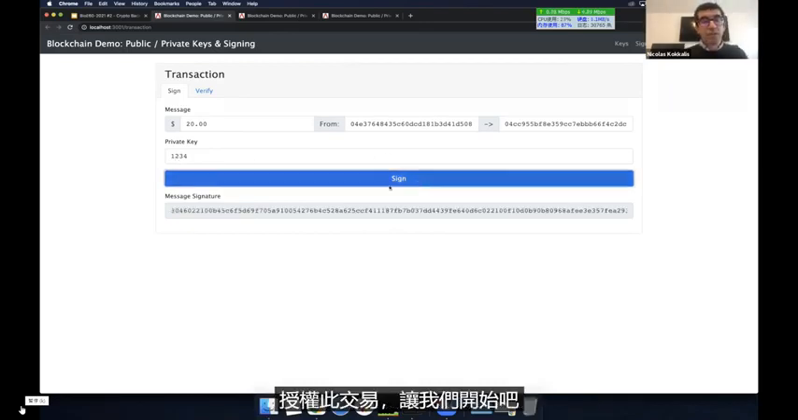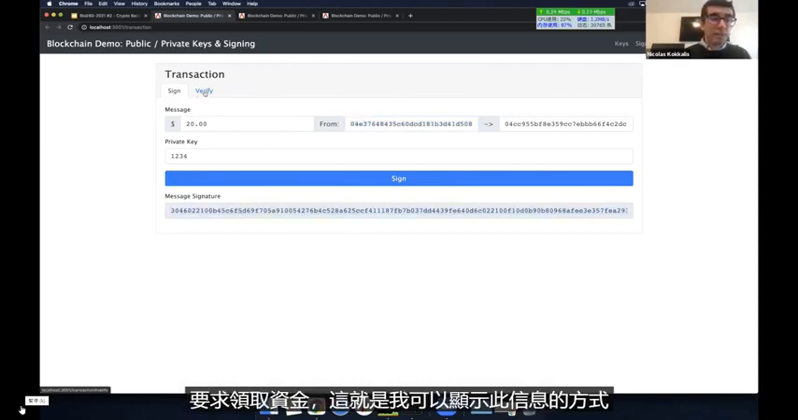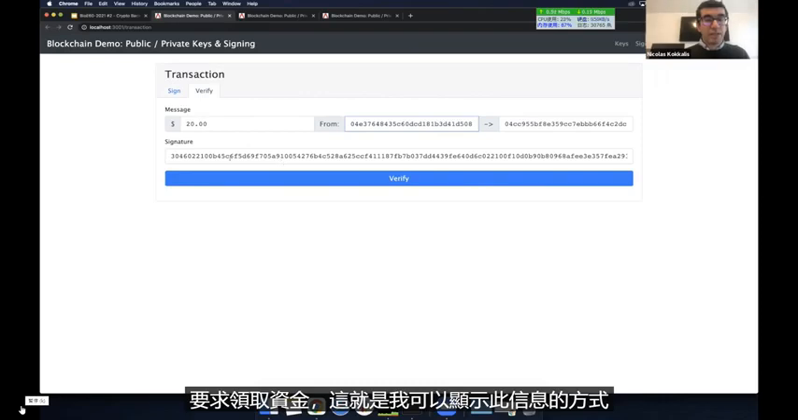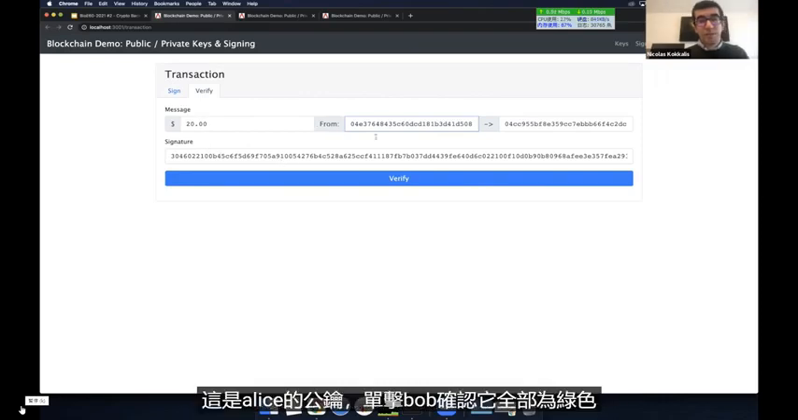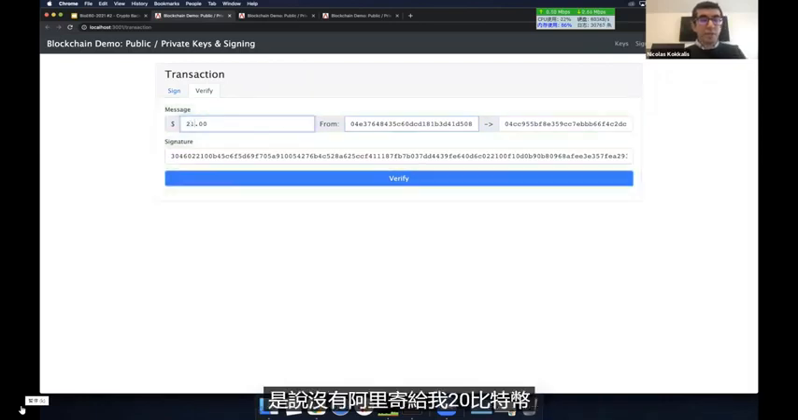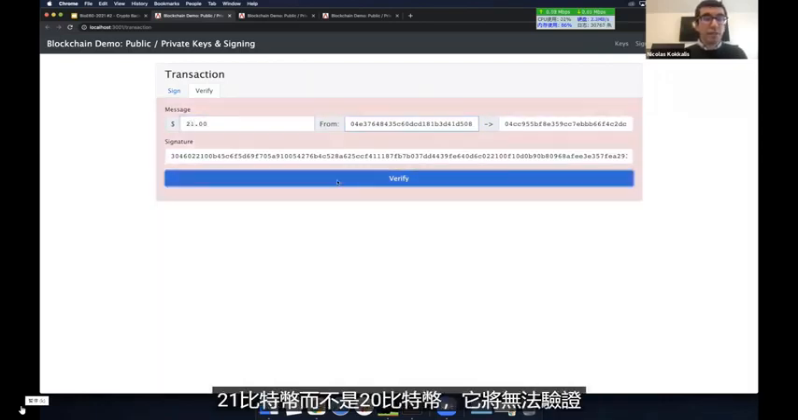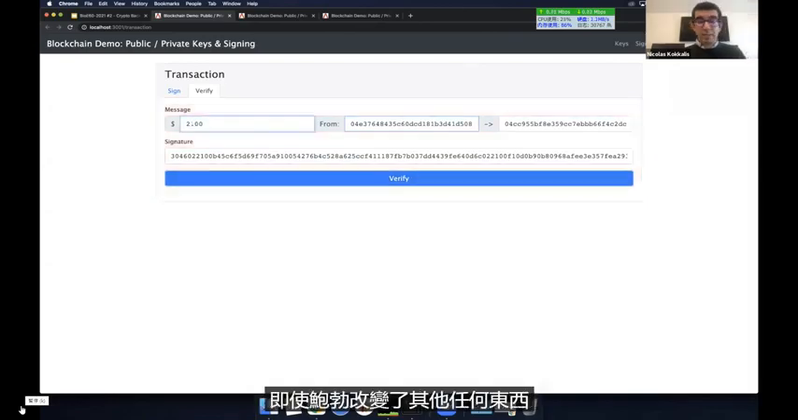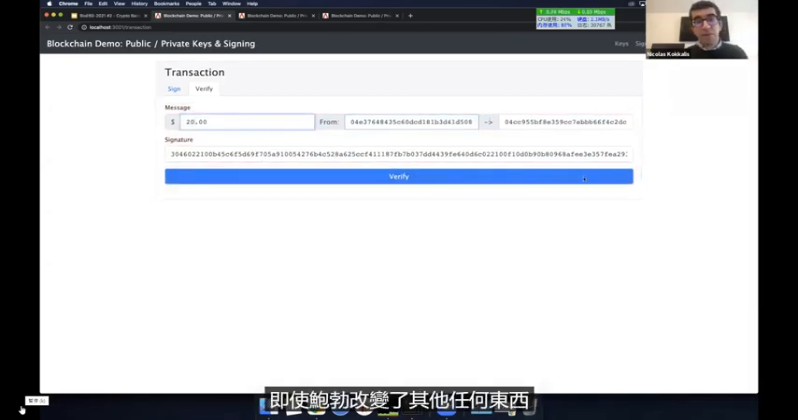So let's do it. Here's the signature, the authorization of this transaction. And Bob, having the transaction, the public key of Alice, which is right here, and the signature, can basically claim the funds. And that's how I can show this. This is the message. This is the public key of Alice. You click verify, it's all green. If Bob were to say that, no, Alice sent me 21 Bitcoin instead of 20, then it wouldn't verify. And even if Bob changed anything else, it will still not verify, as I was saying.